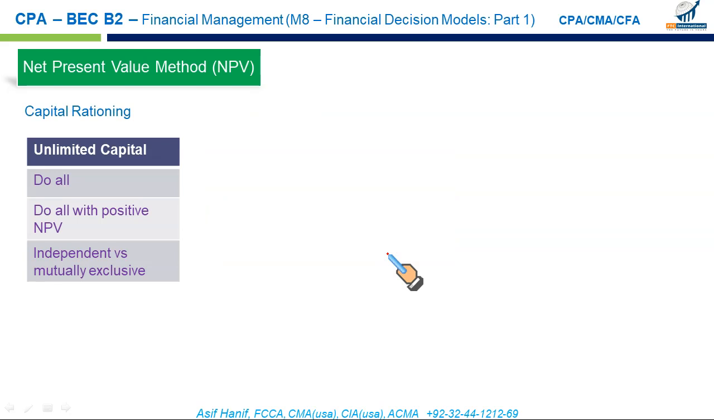Next, we have capital rationing. Capital rationing means we have limited investment resources, so we can't take all the projects. If you have unlimited capital, do all the projects with the positive NPV. All those projects that are independent, meaning A, B, C, D, they can be taken on independently. They don't depend upon each other. So invest in all those projects that are independent with the funds available. And mutually exclusive means either you take X or Y, you don't take them both, right?